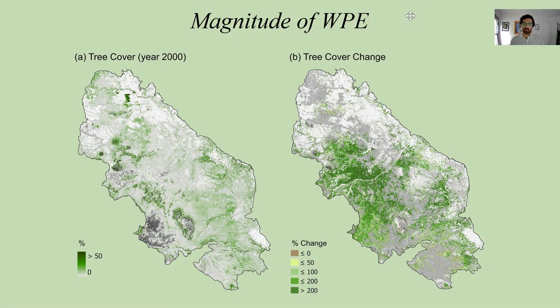And where we see the largest changes is where we actually had the least tree cover to begin with. So for instance, a 1% tree cover pixel that moves to a 2% tree cover pixel in 20 years has increased by 100%. So the smallest tree cover percentage led to the largest proportional changes.